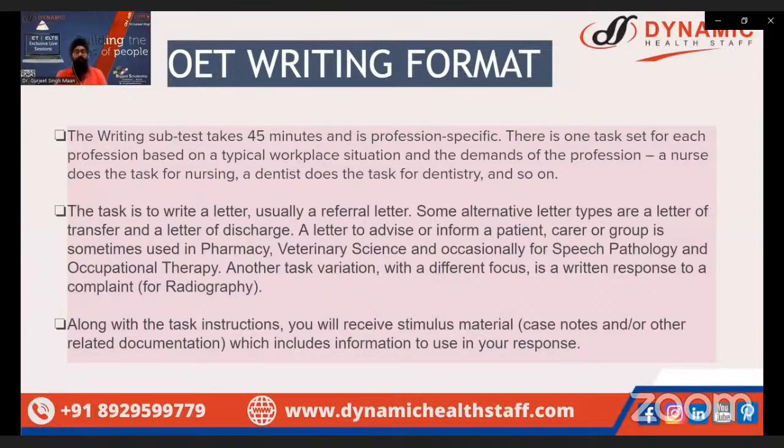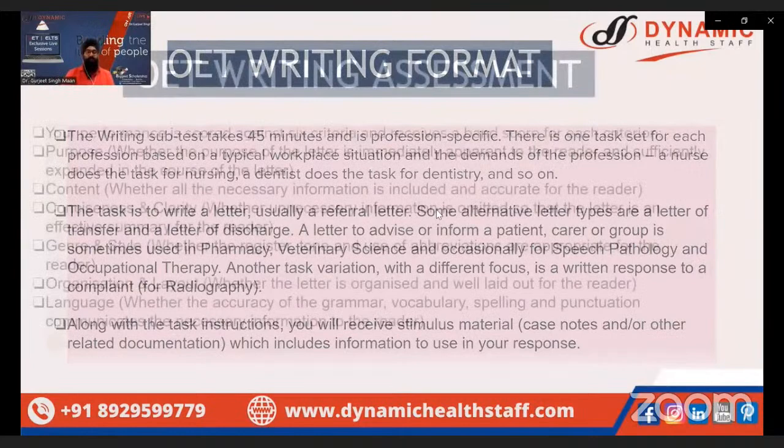Then you will be getting case notes. What you have to do is go through those case notes, understand all the content, and then write a letter to the concerned person. That is the basic thing you have to write. You will be getting 5 minutes for reading to understand all the case notes, and in 40 minutes you have to write a full letter.